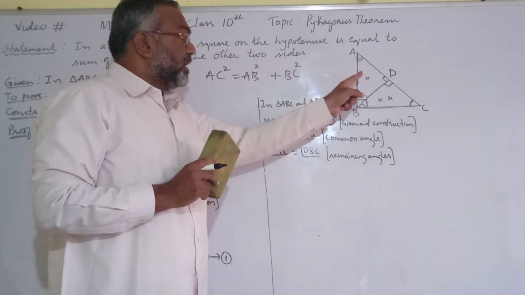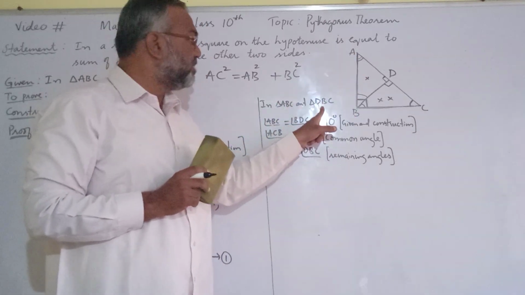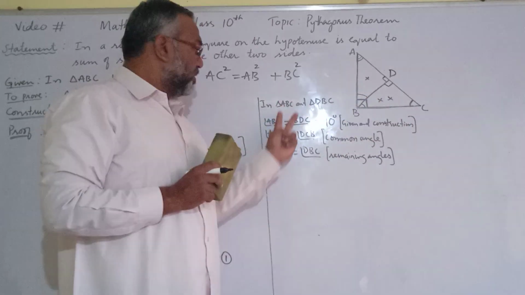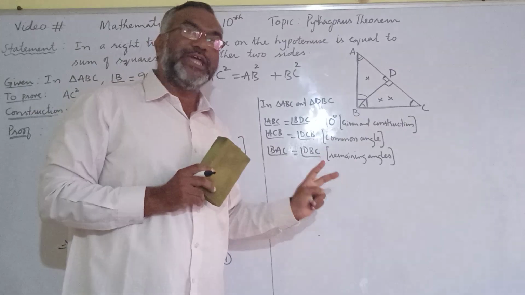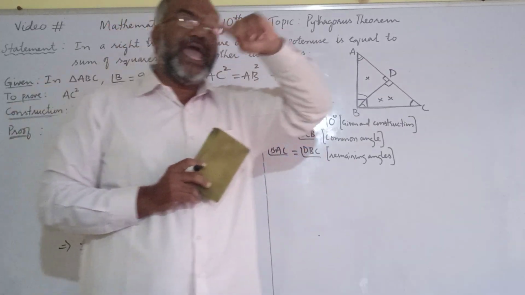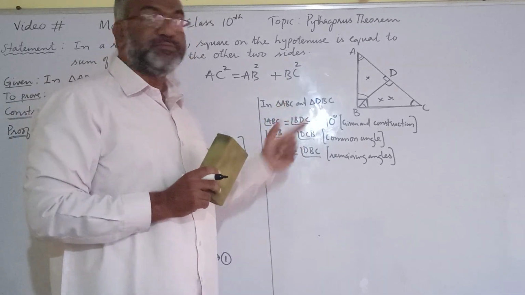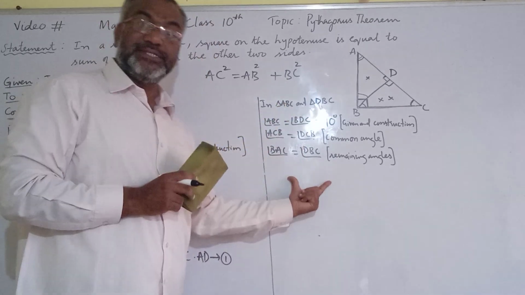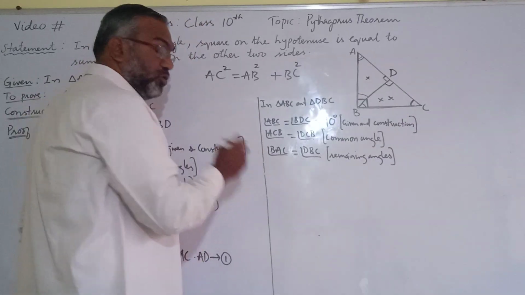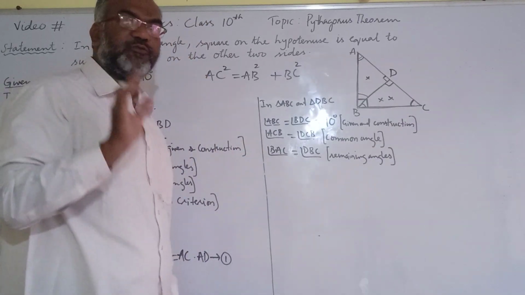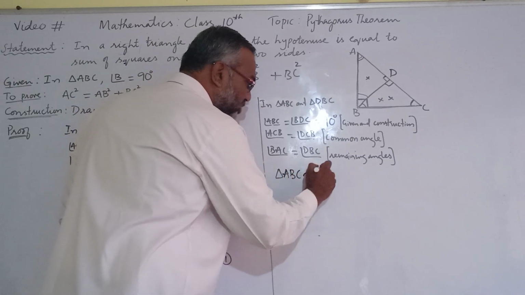Now, in these two triangles, triangle ABC and triangle DBC, this is the smaller one, all three angles are equal. Their corresponding angles are equal. If their corresponding angles are equal, then according to the AAA similarity criterion, these two triangles must be similar. So let's write the similarity statement. You have to write the similarity statement very carefully. Take triangle ABC similar to triangle.